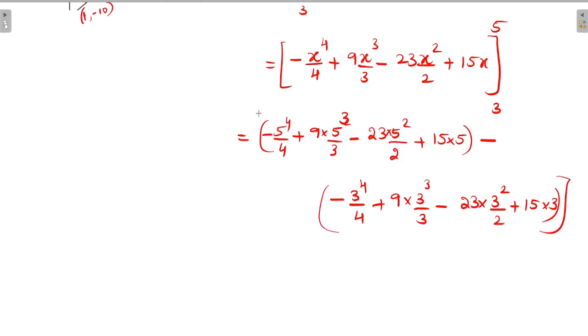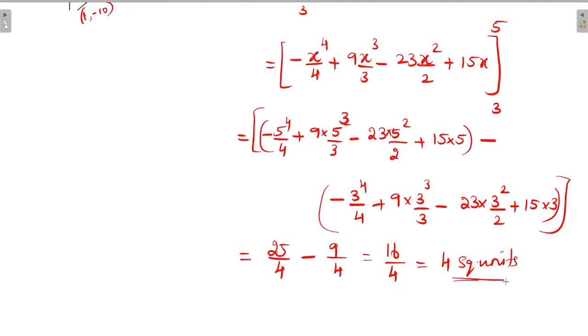We are going to simplify this using the calculator. The first section is 25/4 minus the second section, 9/4. So this subtracted value is 16/4, which is equal to 4 square units. This is the required area of the shaded region.